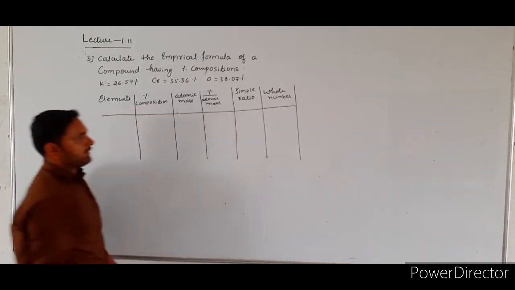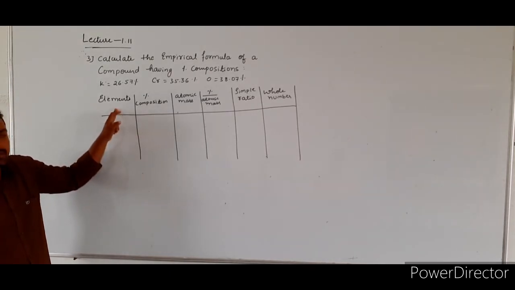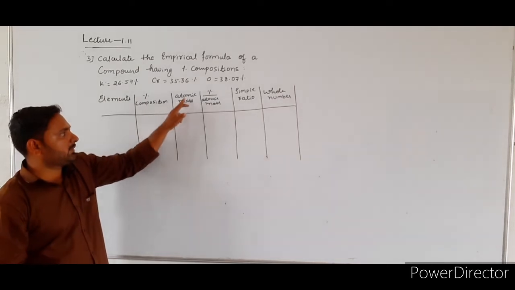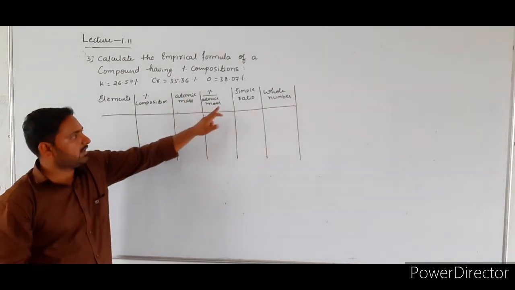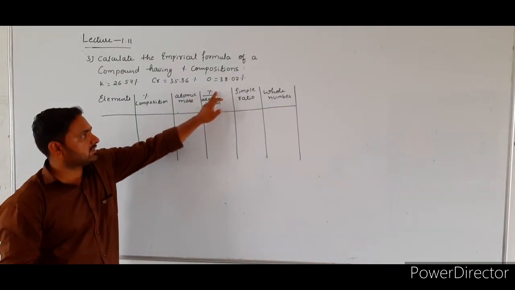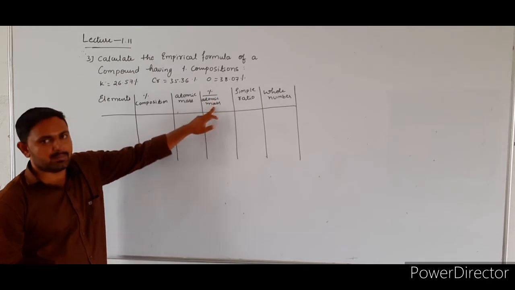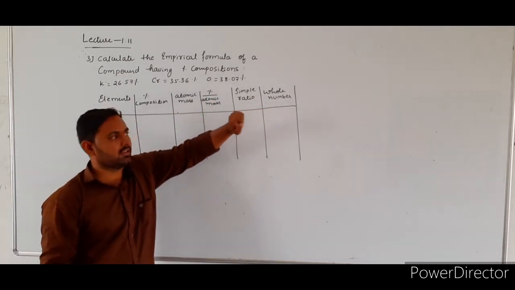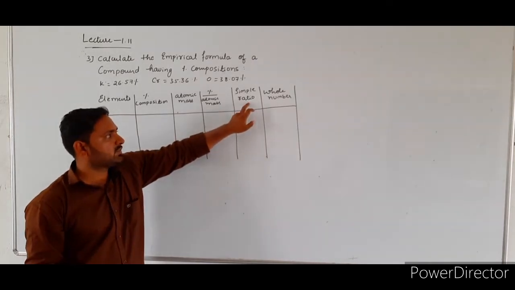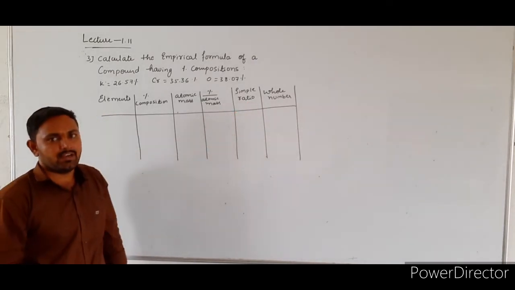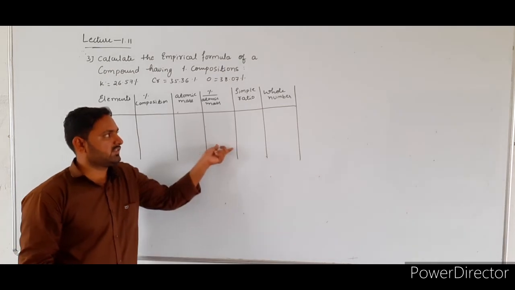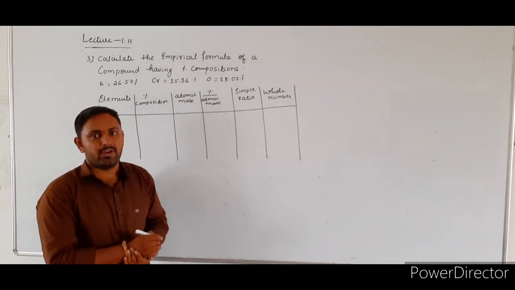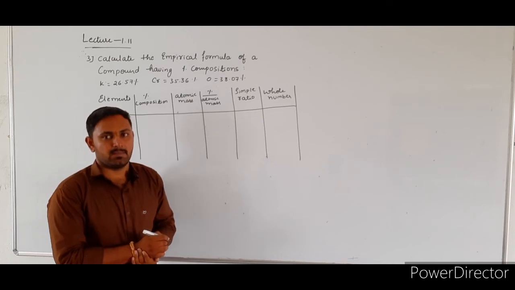In the first column you write elements. In the next column, percentage composition. Next, atomic mass. In the next column, percentage composition divided by atomic mass. Next, simple ratio and whole numbers finally. To get the simple ratio, you have to divide the values by the smallest of them. To get whole numbers, you have to round the number or multiply with a suitable number.